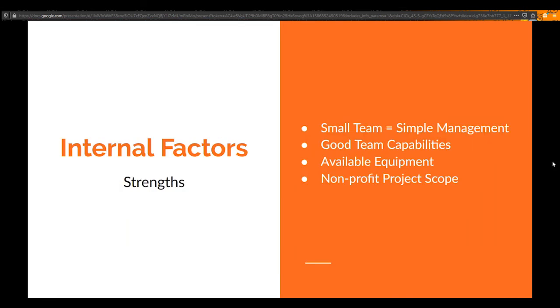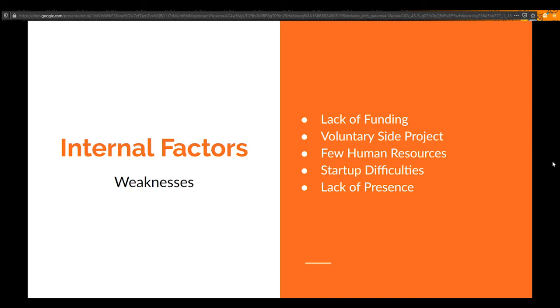Basically, on the strengths, we're a small team, and we have all the resources available to do the project, so we are easy to manage. We have the resources, and we can do a project which is non-profit, so the scope is not too big. We don't need to make a lot of money. We just need to maintain it.